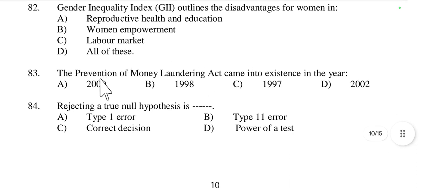Then next question, the Prevention of Money Laundering Act came into existence in the year. So in which year did the Money Laundering Act come into existence? 1998, 1997 or 2002. The right option is 2002. In 2002 the Money Laundering Act came into existence.